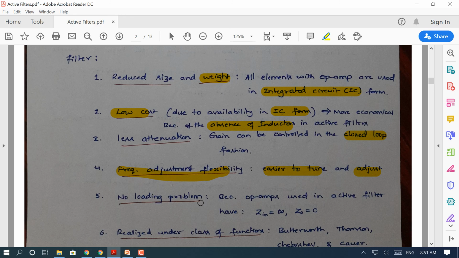Fifth advantage is there is no loading problem as such in active filters because of the op amp used in them. We know some important ideal characteristics of an op amp: input impedance of an op amp is infinity, output impedance is 0. These ideal characteristics of an op amp lead to no loading problem in active filter circuits.